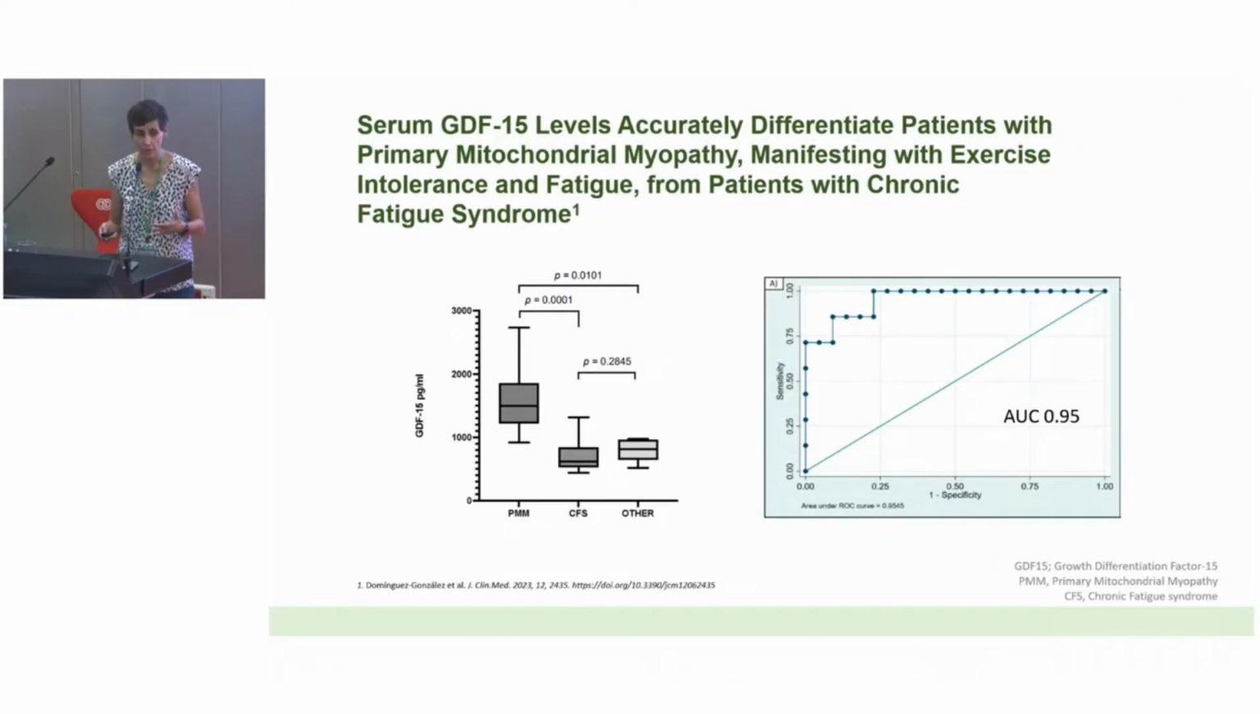And this is true even in patients with very mild symptoms, patients with fatigue or muscle pain. There are many patients with chronic fatigue syndrome or fibromyalgia that are referred to our clinic with the suspicion of mitochondrial myopathy. And in these cases, the GDF15 is very sensitive to distinguish which ones do have a mitochondrial myopathy. And we use it to select in which patients we do a muscle biopsy or further genetic analysis.